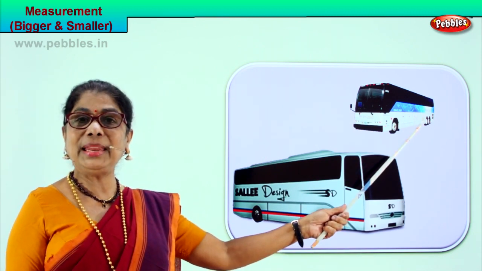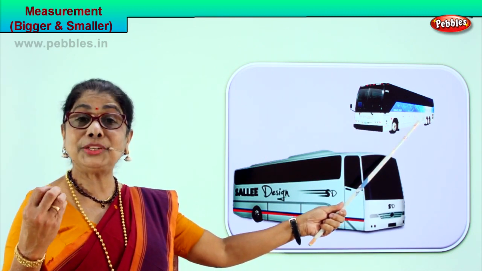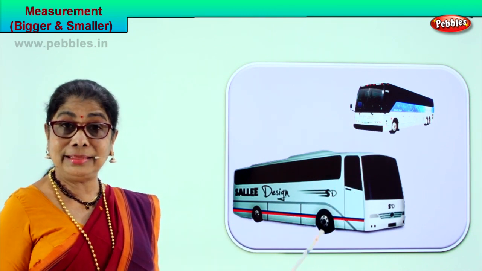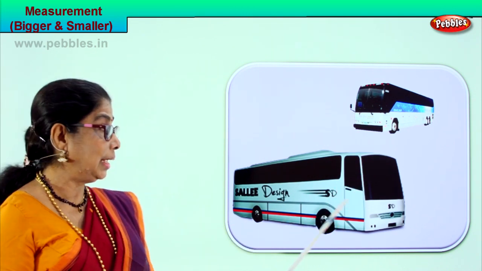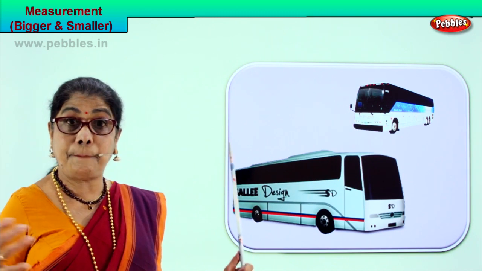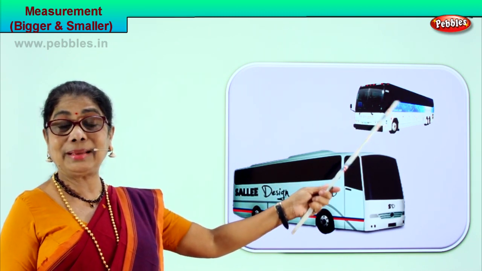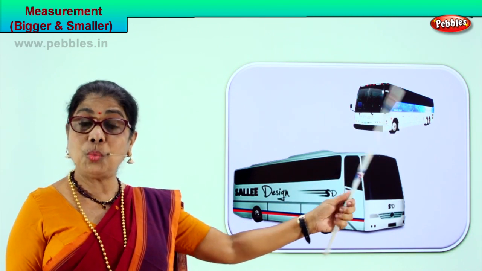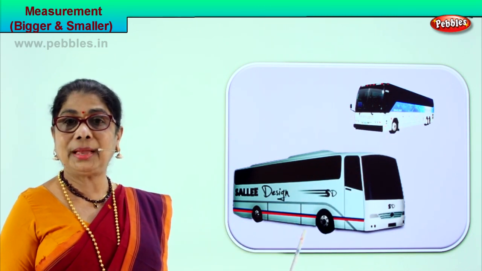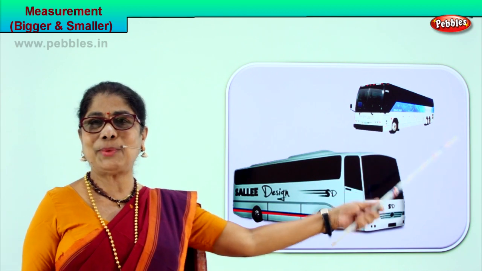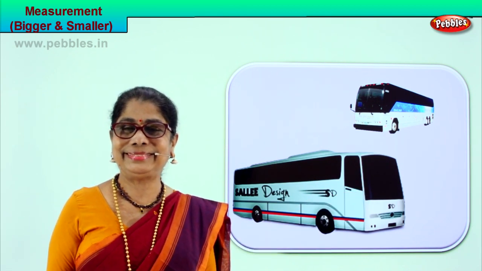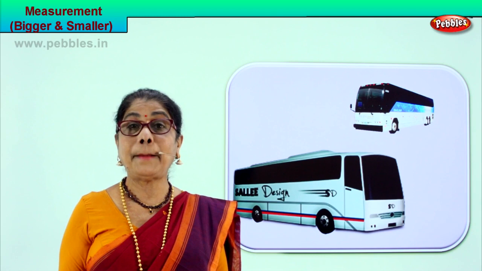This is a minibus. This bus is smaller than this bus. Or you say, this bus is bigger than this bus. We are comparing smaller one to the bigger vehicle. Bigger, smaller. Good. Let's look at our next picture.